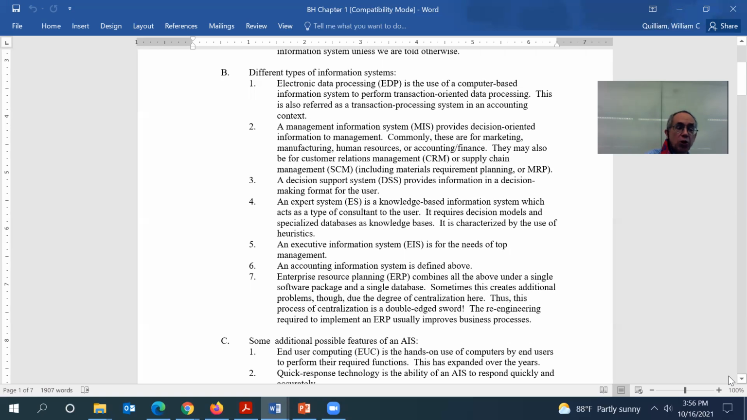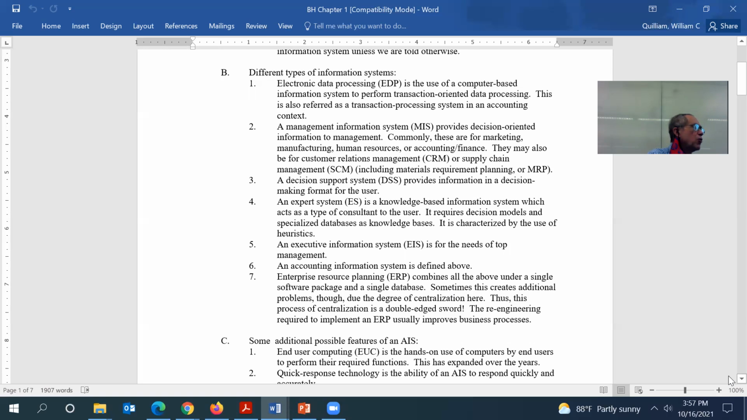And number 7, an enterprise resource planning system, an ERP, combines all the above under a single software package and a single database. Sometimes this creates additional problems though, because of the degree of centralization there. Thus, the process of centralization is a double-edged sword. The re-engineering, or rethinking everything we do, required to implement an ERP usually improves business processes. So an ERP controls all the information needs of the organization.